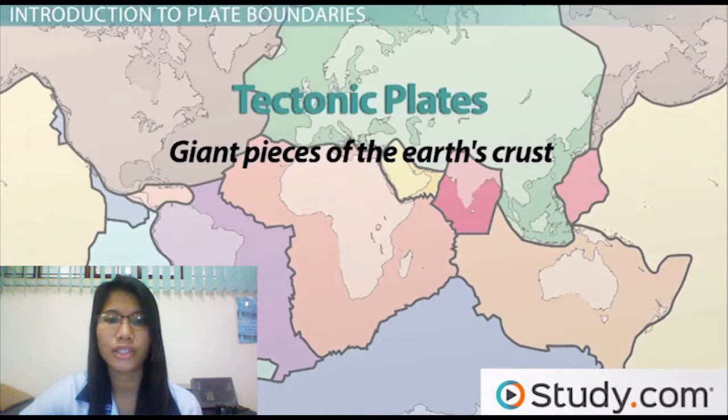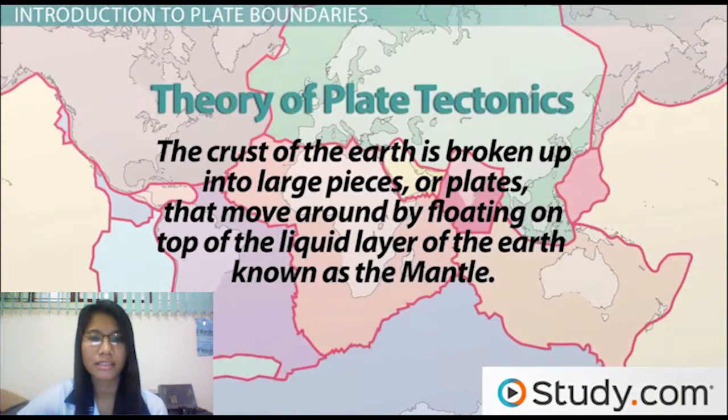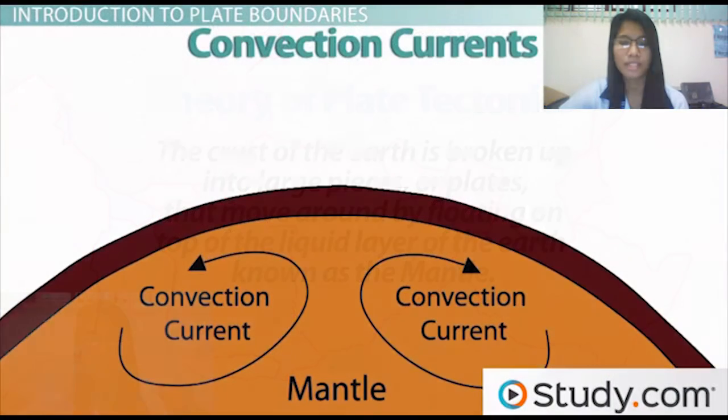As tectonic plates of the Earth, or giant pieces of Earth's crust, move and crash into each other, similar telltale signs show up to give us some ideas about how they move in relation to each other. The theory of plate tectonics states that the crust of the Earth is broken up into large pieces, or plates, that move around by floating on top of the liquid layer of the Earth known as the mantle. This process is driven by convection currents, which form as hot magma near the core rises towards the surface, while colder magma near the crust sinks, setting up a current that causes the plates to move.